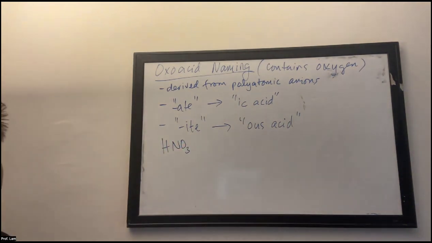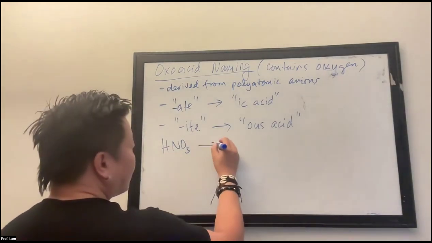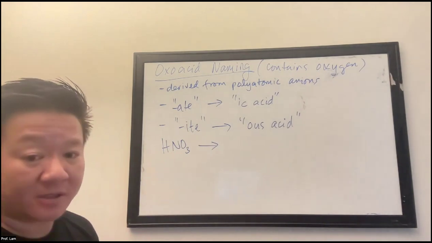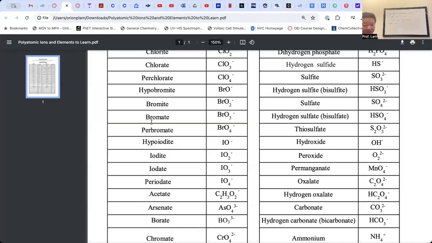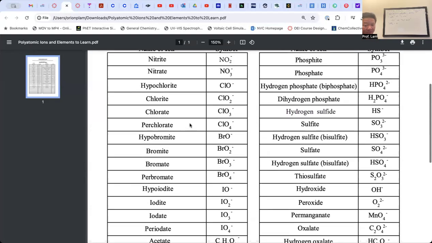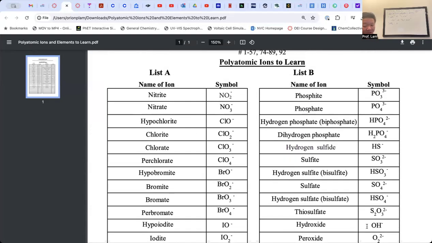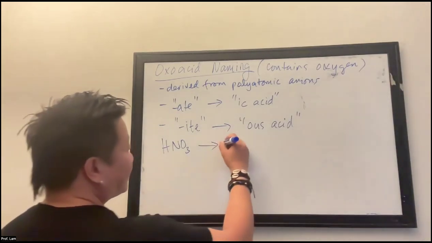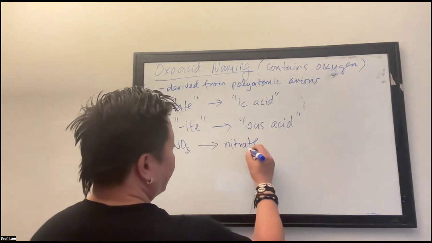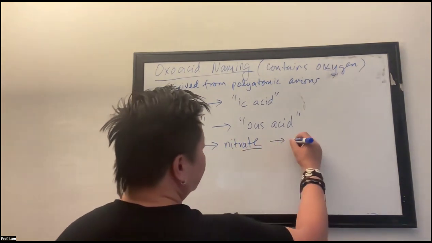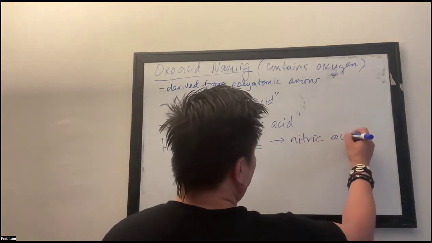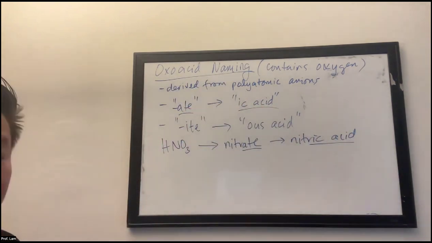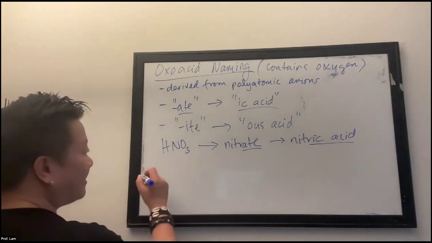So yeah, let's do one. HNO3. You have to notice that NO3 is one of your polyatomic ions. You have to recognize that, otherwise you can't name it. So NO3 minus is nitrate. You gotta know that. Because now nitrate, this ate turns into ic acid. Very easy.